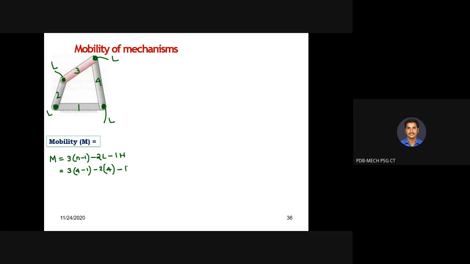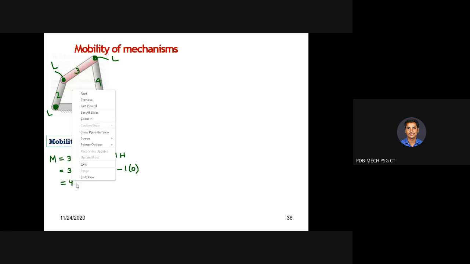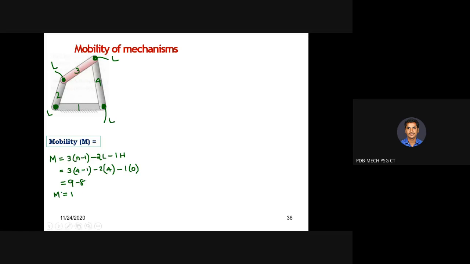Minus 1 into ஏதாவது higher pair இருக்காப்பா இங்க? ஏதாவது line? இல்ல சார். Okay, it tends to 0. So now tell me how many degrees of freedom we are having? 9. 9 minus 8, it is equivalent to 1. So 1 degree of freedom, or mobility is equivalent to 1. Clear? So நம்ம இதுக்கு முன்னாடி லாஜிக்கலா அண்டர்ஸ்டாண்ட் பண்ணிட்டோம். இப்போ ஃபார்முலா யூஸ் பண்ணி how easily got the mobility.